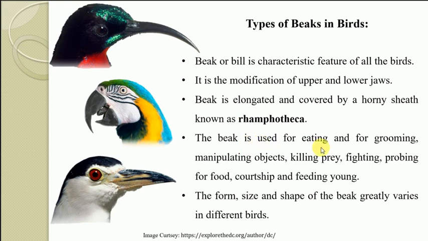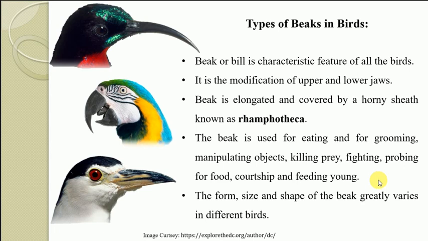It is useful for the purpose of eating. It is useful for grooming, manipulating objects, killing the prey, fighting, probing for food, courtship, and feeding the young ones. So beaks in birds are variously modified, and according to the necessity, they get adapted and perform different kinds of functions.